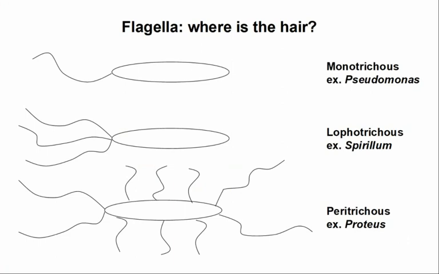And if they are present, they can be one flagellum at the end of the cell, in which case they are called monotrichous. There could be several flagella at the same end of the cell, in which case they are called lophotrichous. Or they can be multiple flagella all around the bacterium, in which case they're called peritrichous. So, I suppose you could remember, Pseudomonas has one, Proteus has them all over the place.